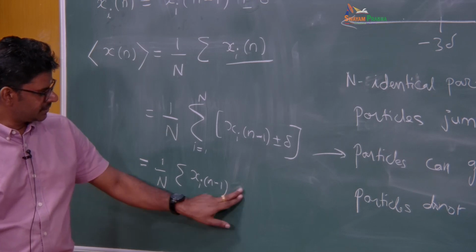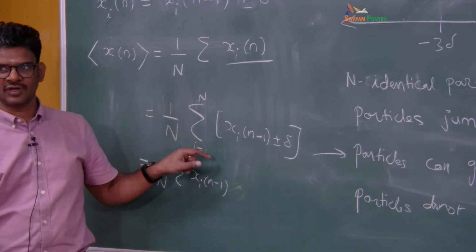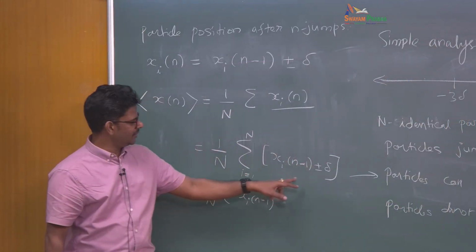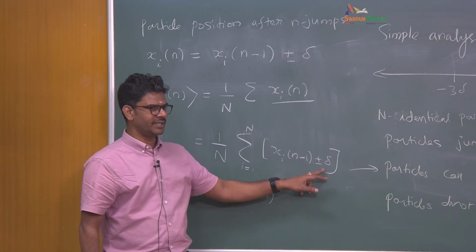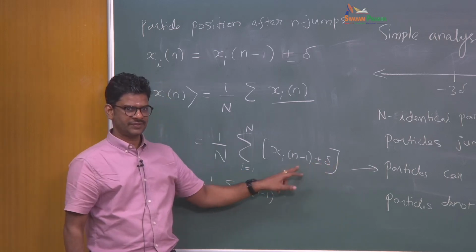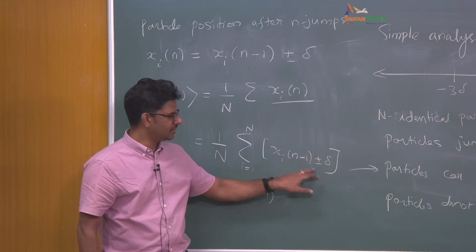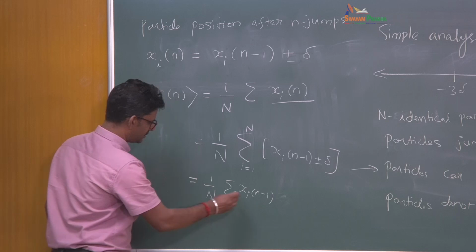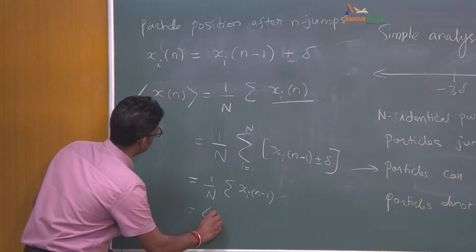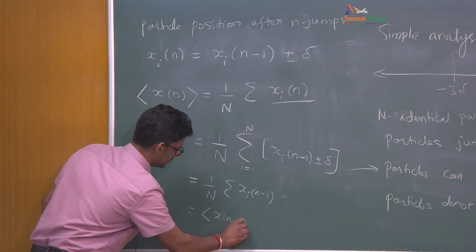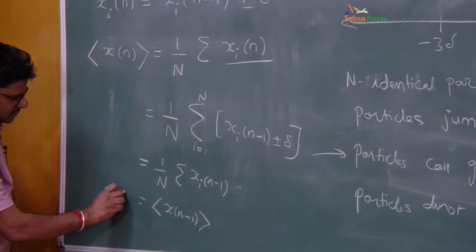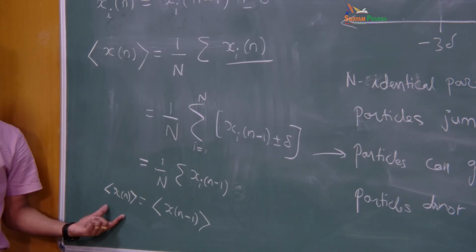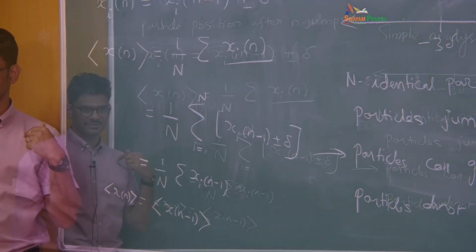So what will happen here is when you sum over all n, since each step is going back and forth equally likely, you will see approximately half a particle would have taken the positive step and half a particle would have taken the negative step. So when you average over n, this term will become 0. Okay, and what survives is only this term, and this is nothing but the mean of x at n minus 1. So what we are saying is the mean position after n steps is nothing but the mean position in the previous step.